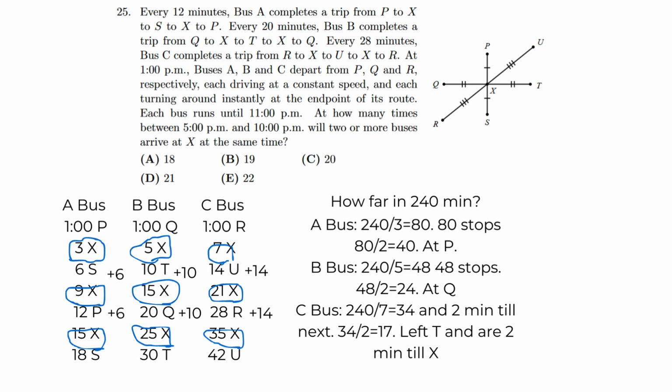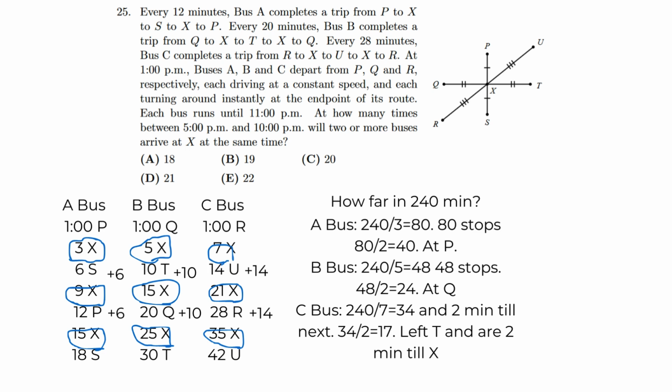Bus B and bus C are nearly the same. After 5 and 7 minutes they reach X. 5 more minutes and B reaches T, while C, after 7 more minutes, reaches U. Bus B, 15 minutes after 1 p.m., reaches X again, and 5 minutes after that reaches Q. 25 minutes after 1 p.m. it reaches X. Bus C reaches X the second time 21 minutes after 1, then R 28 minutes after 1 p.m., and reaches X 35 minutes after 1 p.m.